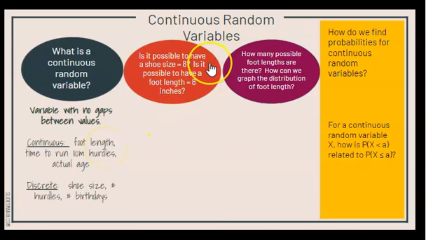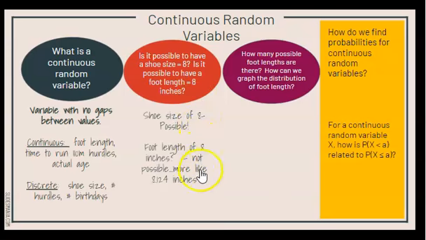Is it possible to have a shoe size of 8? Sure. Is it possible to have a foot length of exactly 8 inches? Probably not. It's probably more like 8.124 inches, for instance, okay? So that's one way to think of the difference between a discrete and a continuous random variable.